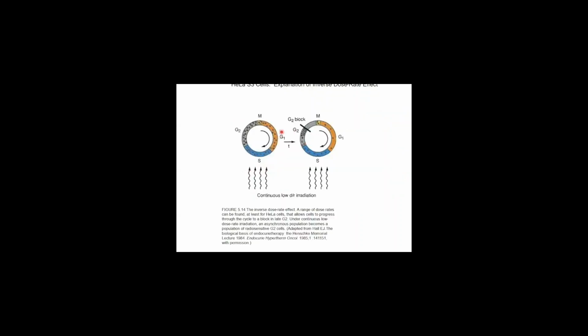Okay, so what's the mechanism? I don't think you need another mechanism, but the idea is that the cells have a G2 block. If the G2 block occurs, as the cells are progressing through the cell cycle, they come up into G2. G2 is the most radio-resistant phase of the cell cycle, and so there we go.